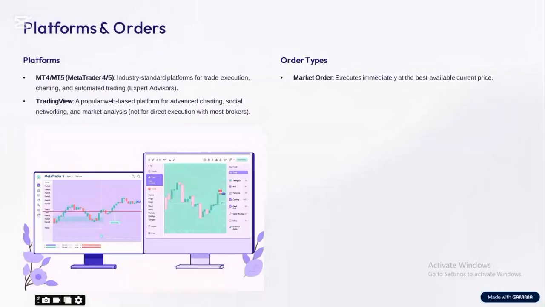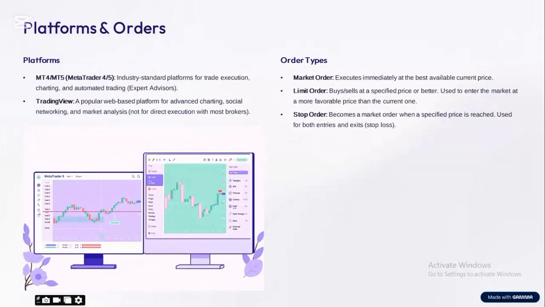Order types. We have different kinds of order types. We have market order, limit order, and stop order. What is a market order? Market simply means to buy at the current market price or to sell at the current market price. That is to execute the trade immediately. As you press buy on a market order, it is opening a buy order immediately. As you press sell, it is opening a sell order immediately. That is what we call a market order.